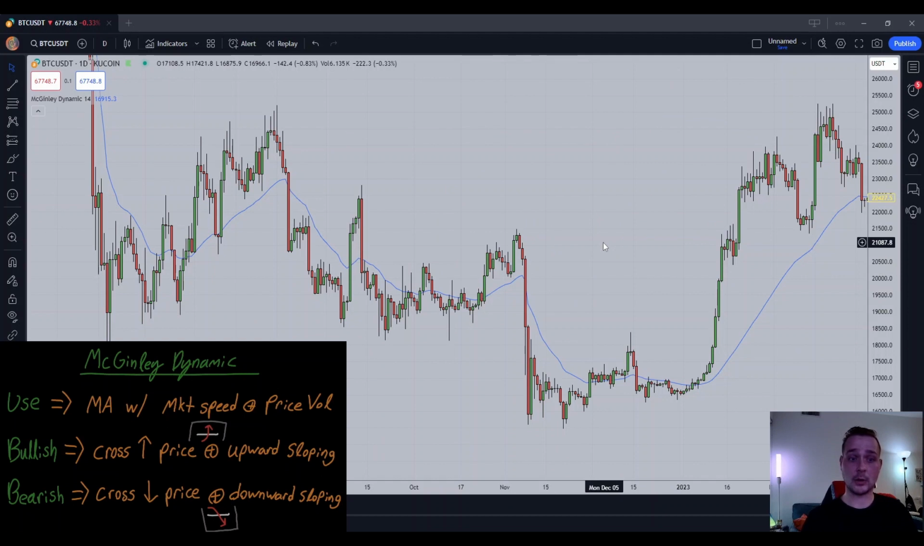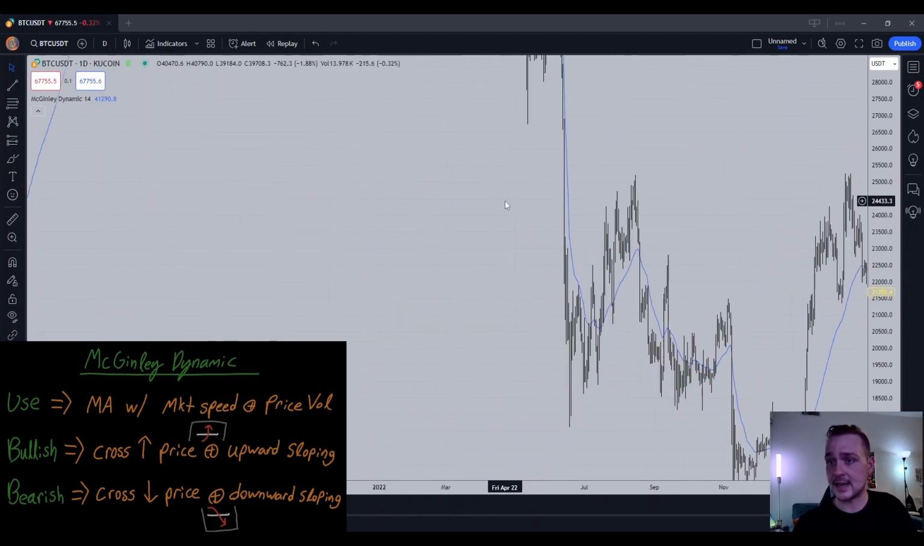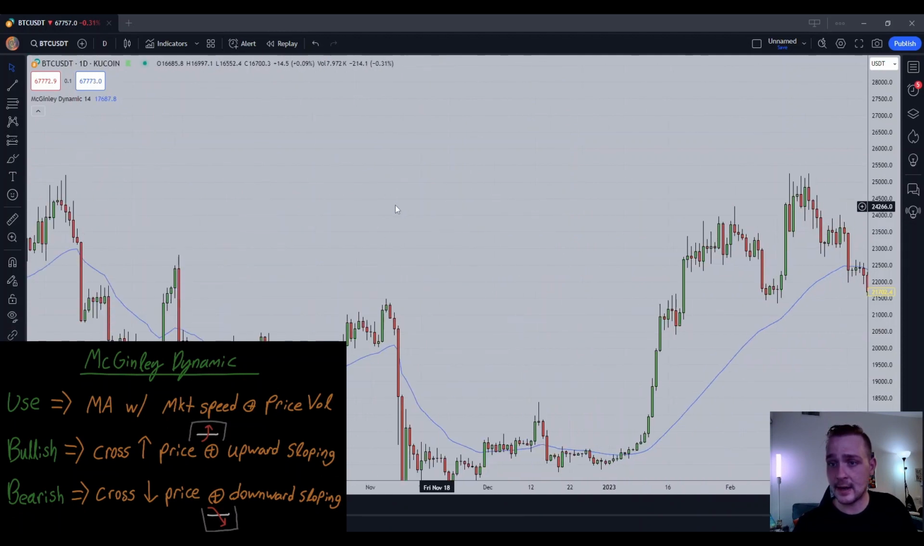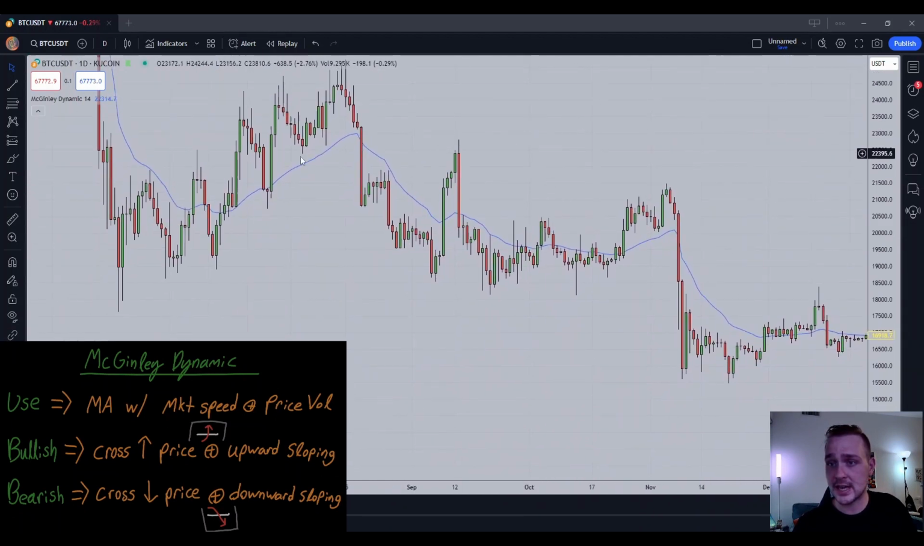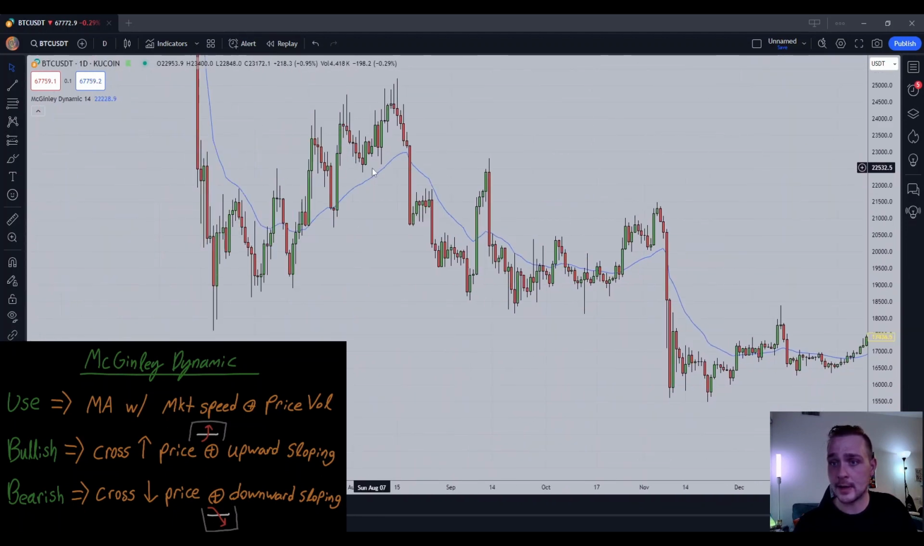Conversely, when the indicator crosses from above the price line and is downward sloping, it's viewed as a bearish signal, and you may consider entering a short at that point. So in late 2022, right here, we can see that generally speaking, the McGinley Dynamic stays on the upper side of the price action, and it's downward sloping. We can see that pattern happening over and over again.